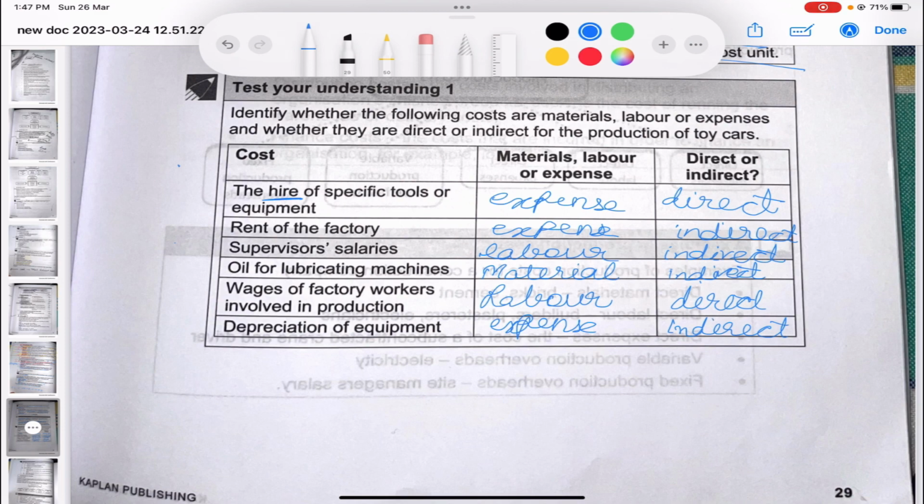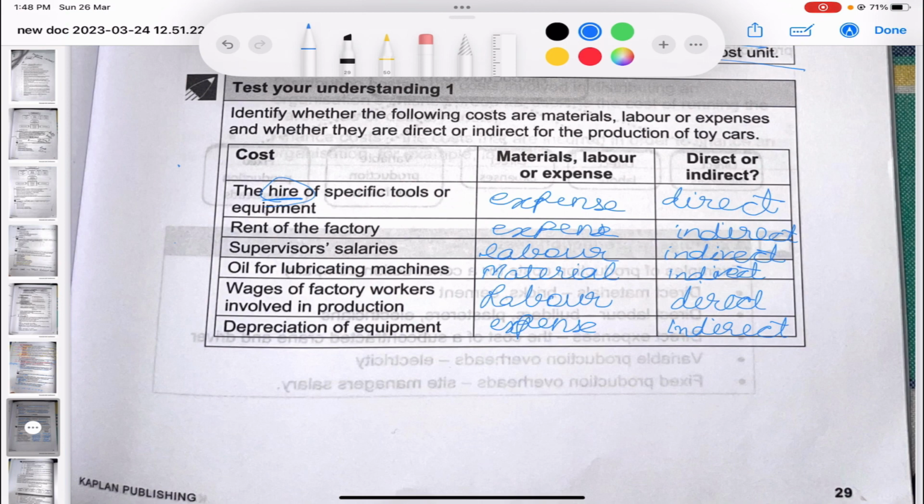I hope you're clear with it. I'll quickly discuss it. The hire of specific tools. We are hiring something, so it is an expense, a rent to us. Is it something we can look at the product and say this is going to be direct? Why is it direct? Because without specific tools and equipment, you cannot produce your item. So without the tools and equipment, production of your item is impossible. So it is direct.